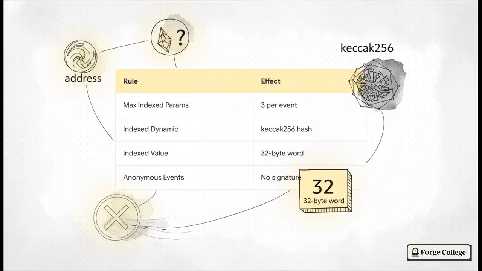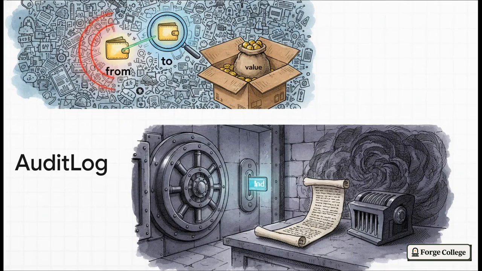Let's lock in these engineering specifications so we're absolutely clear on how this applies. You've got your absolute max of 3 indexed parameters per event. Indexed dynamic types turn into unreadable Keccak-256 hashes. Indexed value types, like addresses, store nicely as a readable 32-byte word. And finally, anonymous events just drop the signature entirely. The big takeaway here is that every single one of these choices directly dictates what the outside world actually sees when your contract runs. Let's analyze a couple of real-world snippets to see this in action.